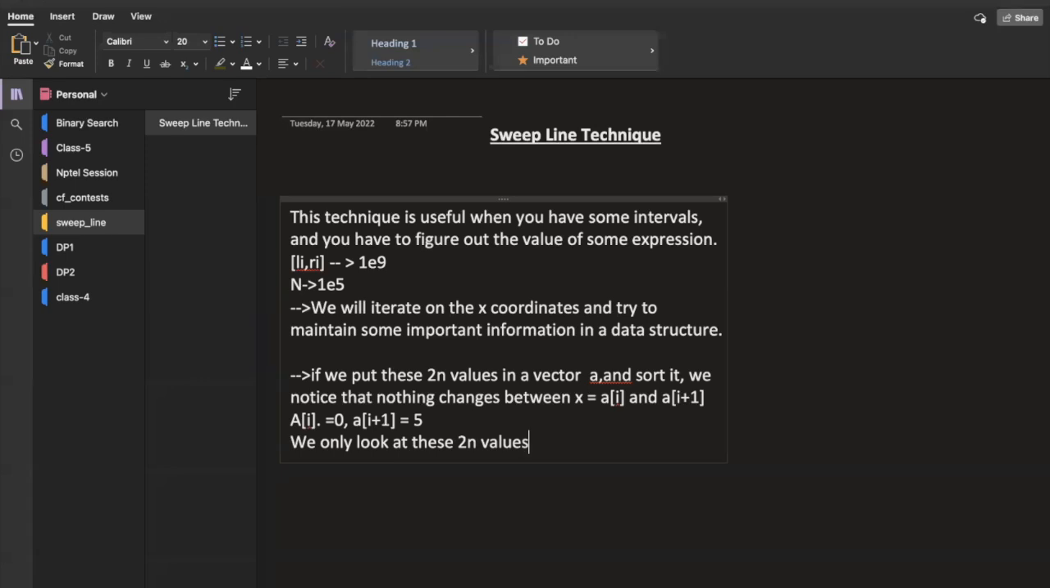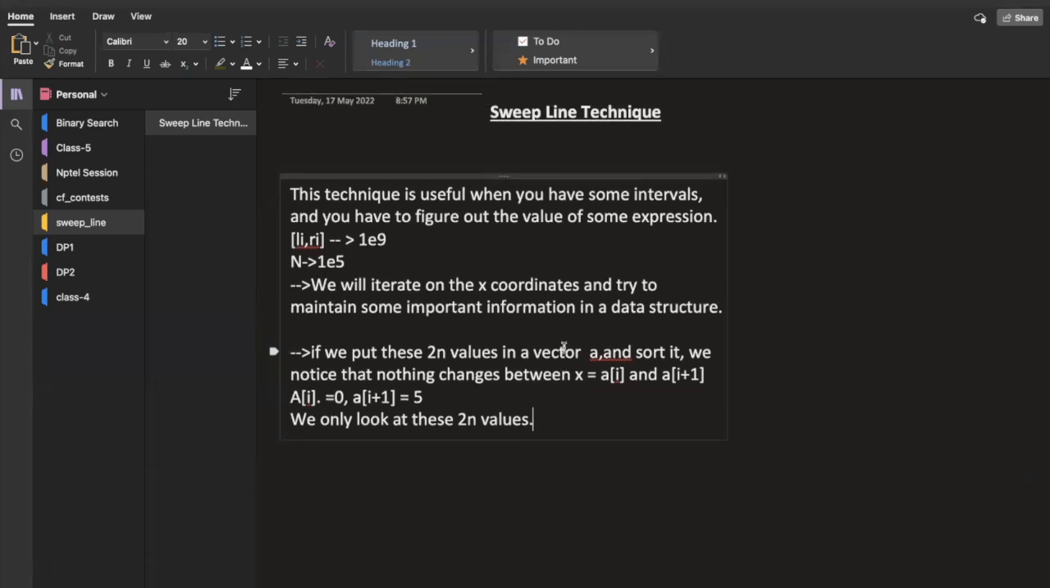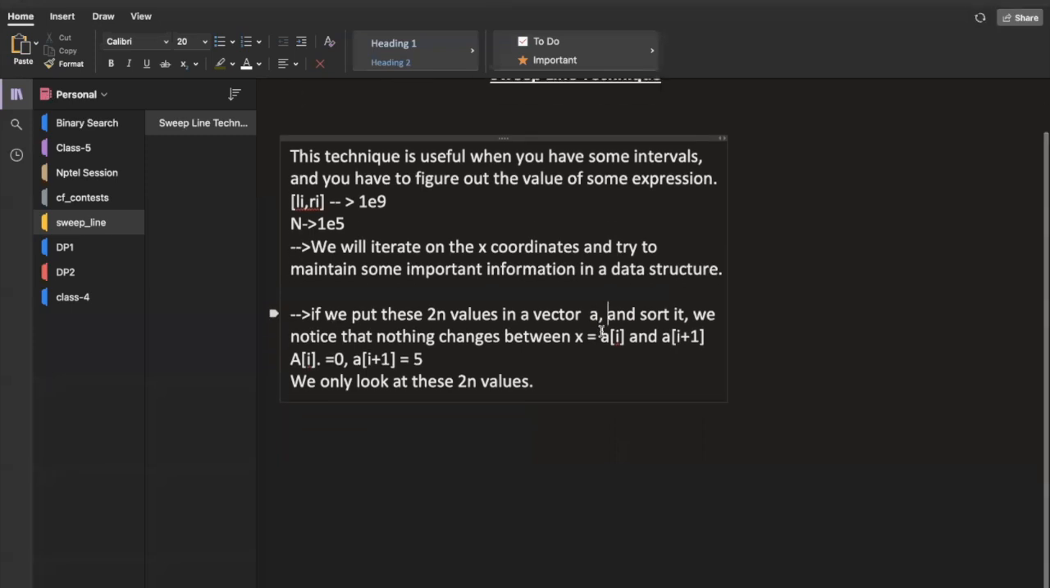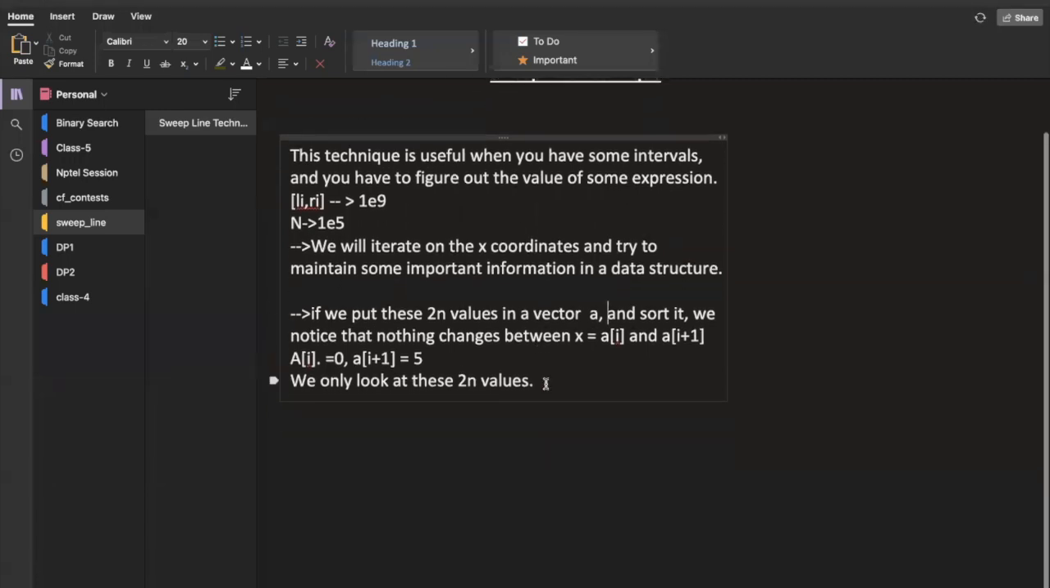Obviously, 2n is the worst case; the li and ri values might have some duplicates as well. So at max, we will have to look at these 2n values only, and we will maintain some kind of data structure to store some information. This might sound a bit vague right now, but once we start solving some problems, things will start making much more sense. If someone has any doubt in this definition, you are free to ask.